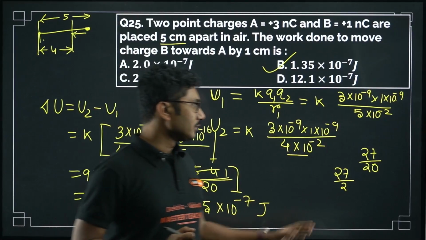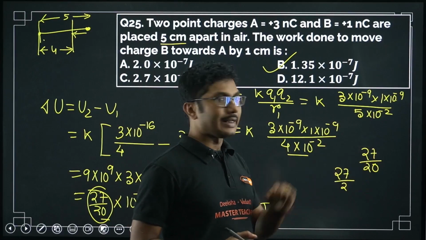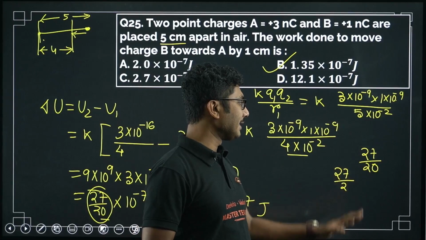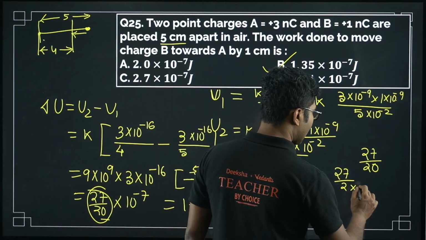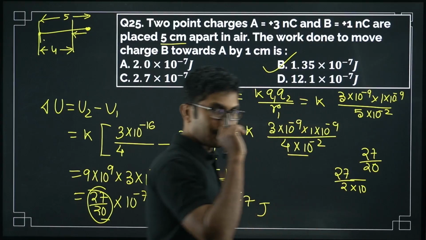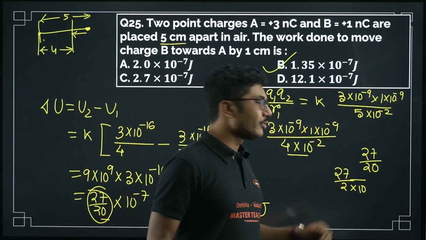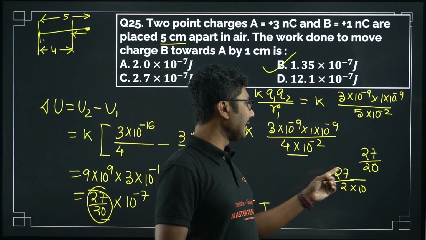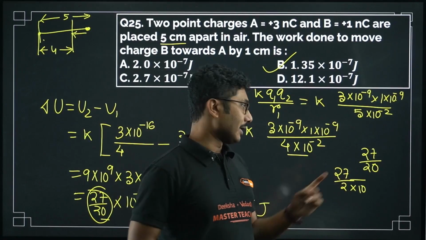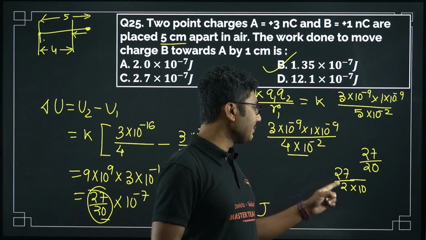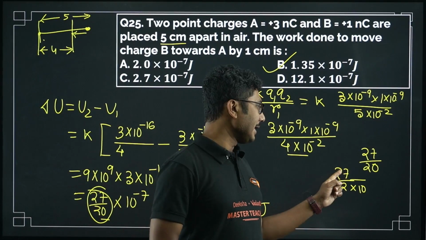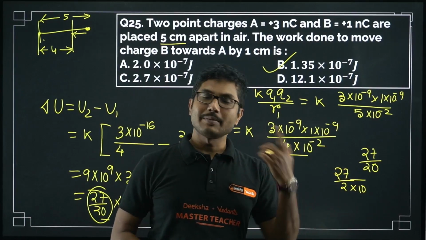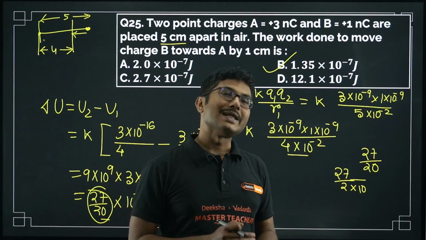So 27 by 20, how I have done it, I have divided it into two parts. 27 by 2 into another 10, right? I can do that. Now 27 by 2 is what? 27, what is the next number? 28. So 28 by 2 is 14, right? 28 by 2 is 14. So 27 by 2 should be 0.5 less than that.